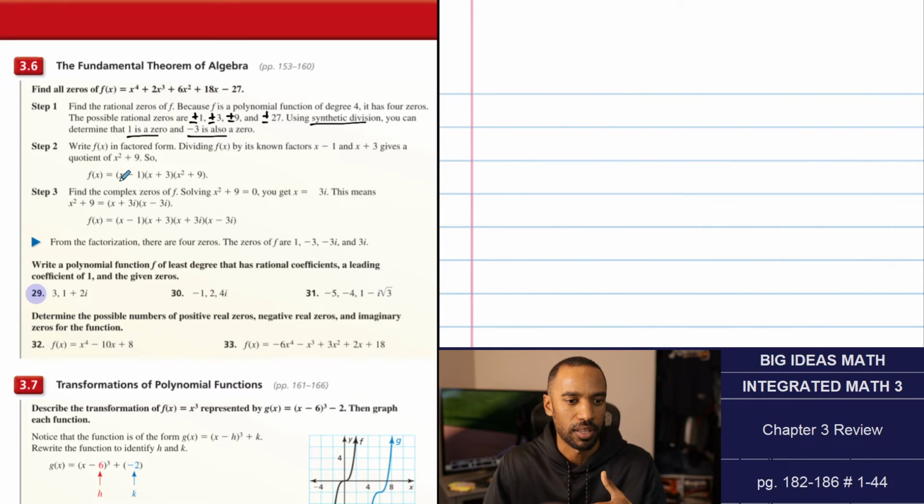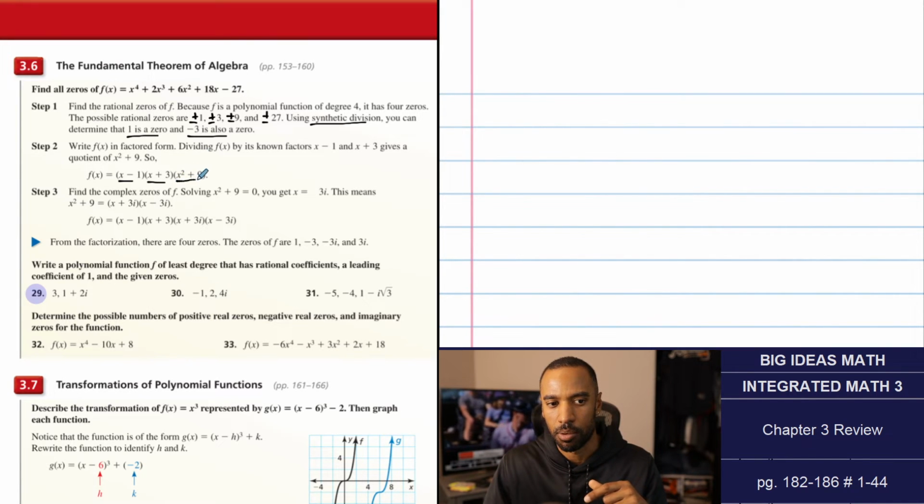Now, what did they get ultimately? X minus 1 is the factor for 1 being a 0. X plus 3 is the factor for negative 3 being a 0. In synthetic division on both, they're left with an x squared plus 9 here. Now, x squared plus 9 is not factorable. It also doesn't have real solutions.